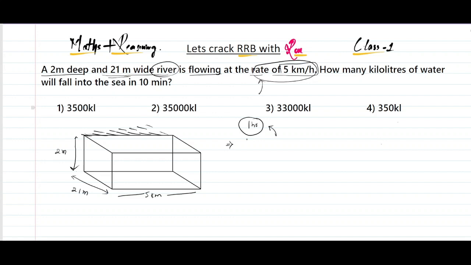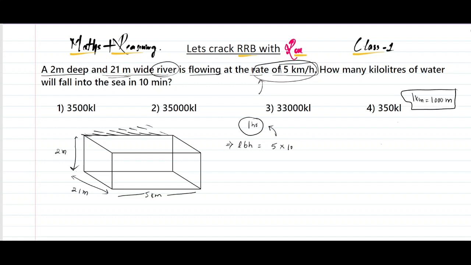Okay, in 1 hour. So what is the volume of a cuboid formula? Length into breadth into height. What is the length? 5 kilometers. 1 kilometer is 1000 meters. Here I'll write 1 kilometer equals 1000 meters. In this question, conversions are very important.